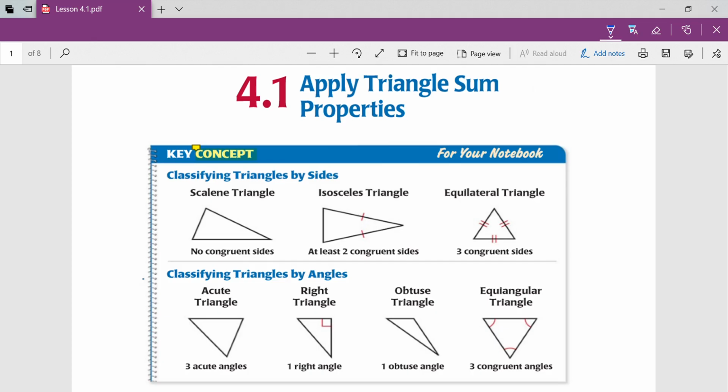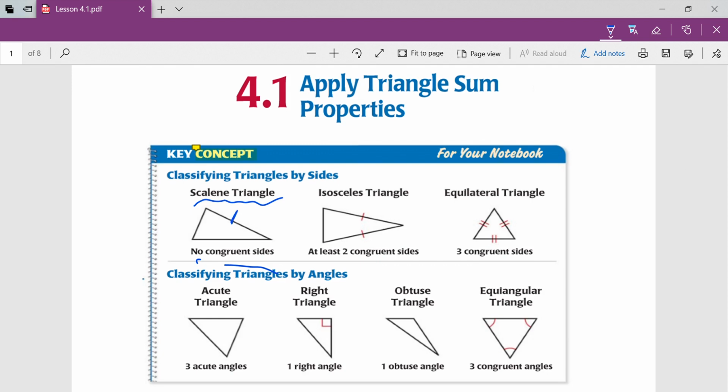Today we are going to review lesson 4.1, the examples and the key concepts as well. Starting from classifying triangles by sides: scalene triangle, non-congruent sides. Which means none of the sides is equal to any other.